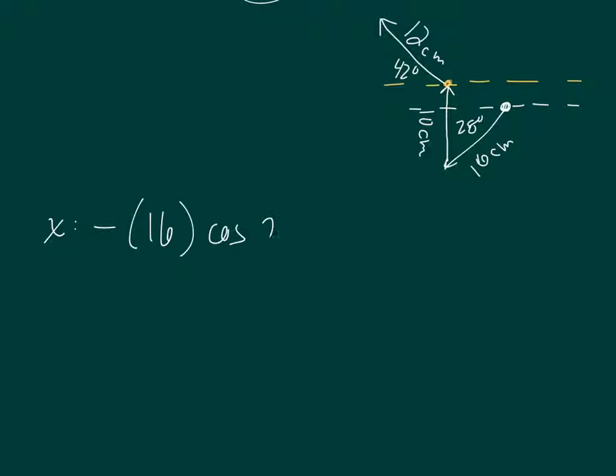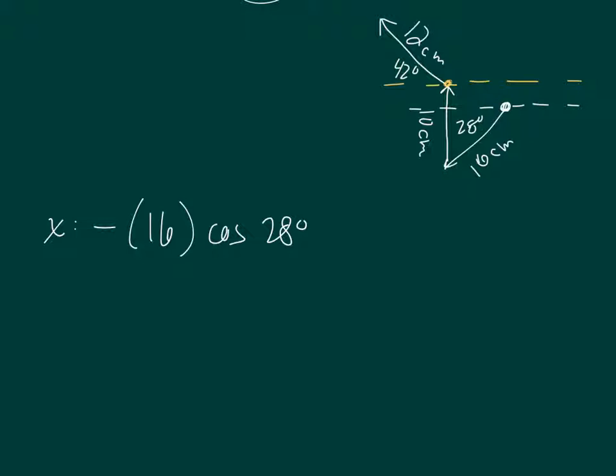Times cosine of 28 degrees. Why is it negative? What's the whole idea? When would it be positive? When the displacement is going to the right. Yeah. So since we're looking at the x direction, I don't care about up or down. All I care about is left or right. So vector A moved left, thus it is negative.